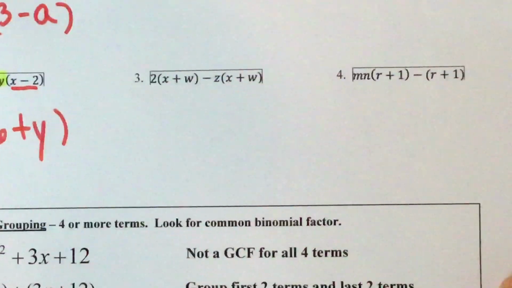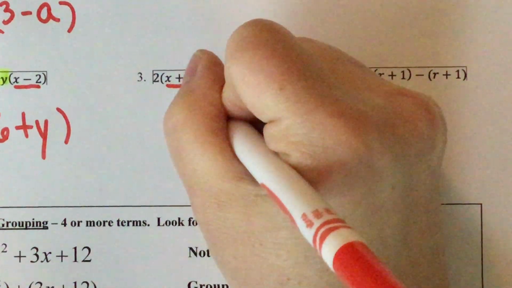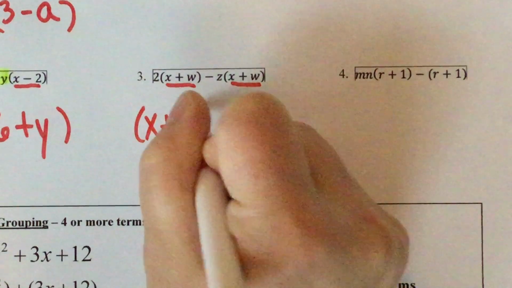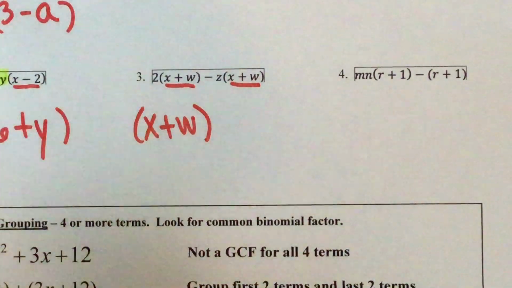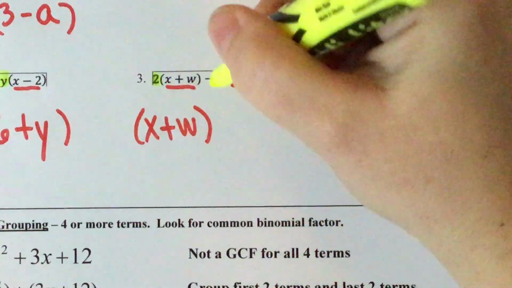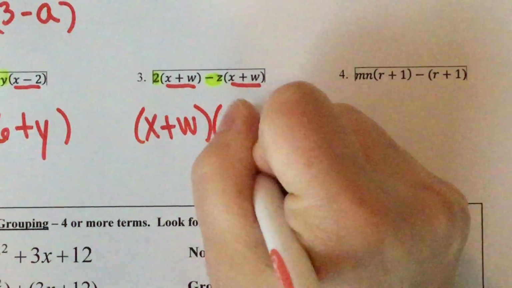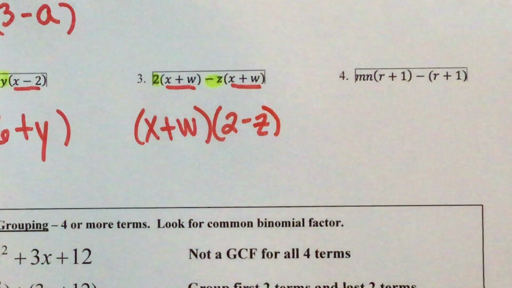Okay, looking at this one. I look to see if what's in the parentheses are the same, and they are. So I write it one more time. And then whatever's left over, which is the guy in the front and the guy in the middle, goes in the other set of parentheses. 2 minus z.